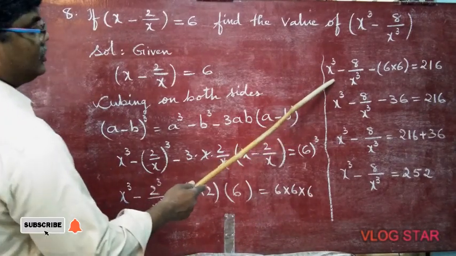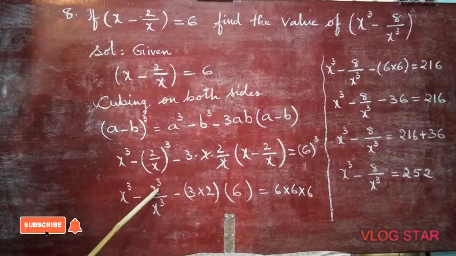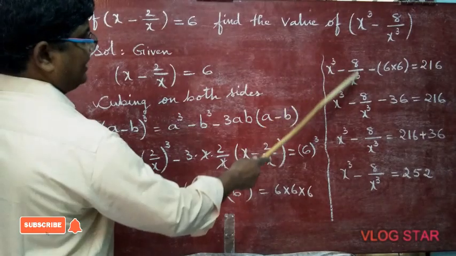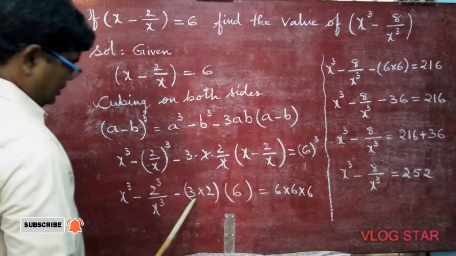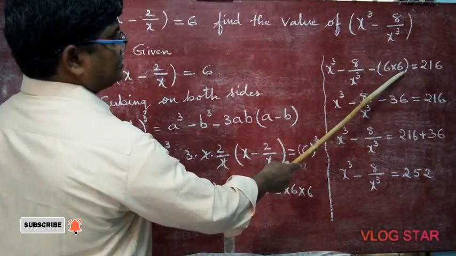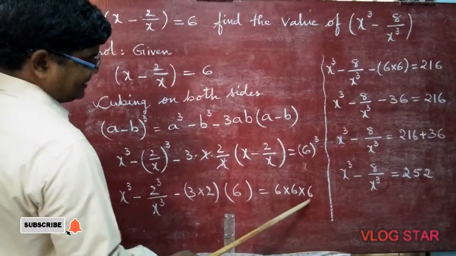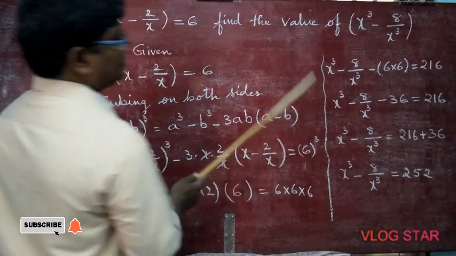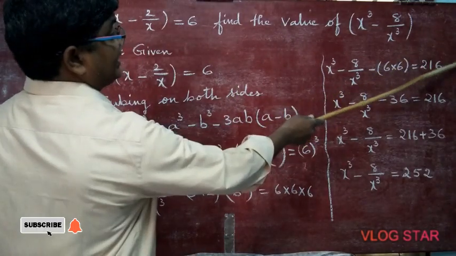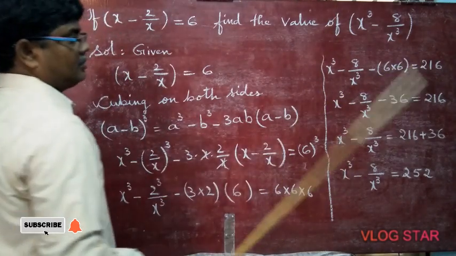Now x cube minus 8. How did we get 8? 2 cube. 2 twos are 4, 4 twos are 8. 8 by x cube minus 3 twos are 6, again into 6. So 6 into 6, 6 sixes are 36. 36 sixes are 216. If you don't know, do the multiplication here itself, not anywhere else. That is part and parcel of the problem.